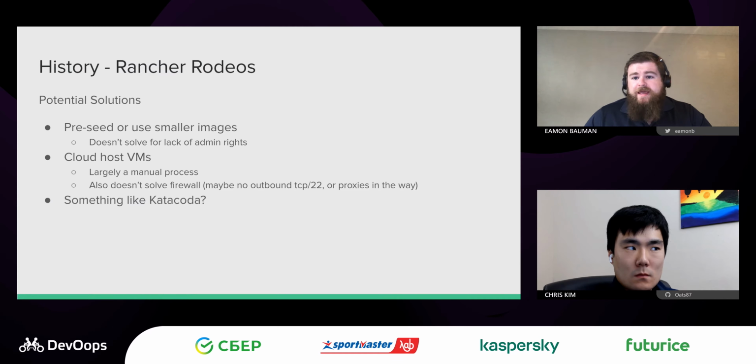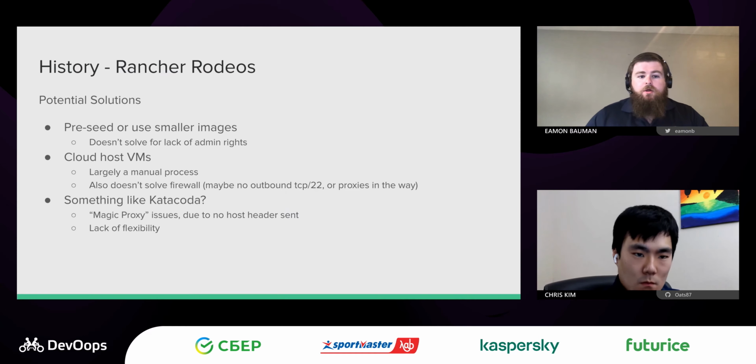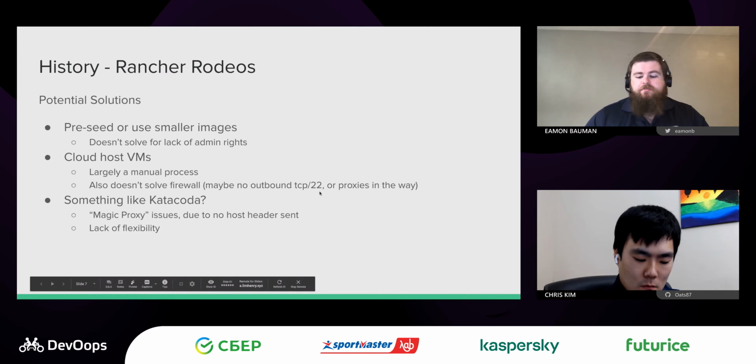We also looked into something like Katacoda. The issue that we had with Katacoda is that its software runs a "magic proxy", and this magic proxy does not send a host header, which is required by Rancher software for correct operation. It also has a lack of flexibility, and we desired the ability to customize our images in our to-be-designed system to our needs. We desired to customize the firewall rules and the content, and we lacked that heavier flexibility within the Katacoda platform. With that in mind, then, we needed something new.